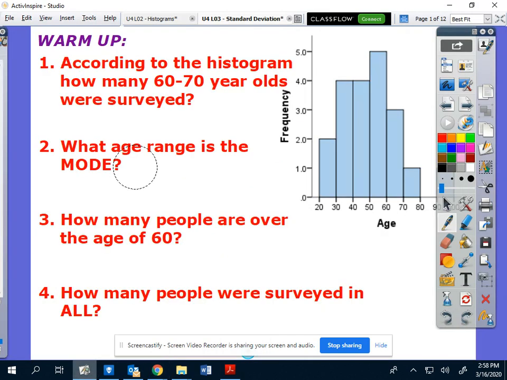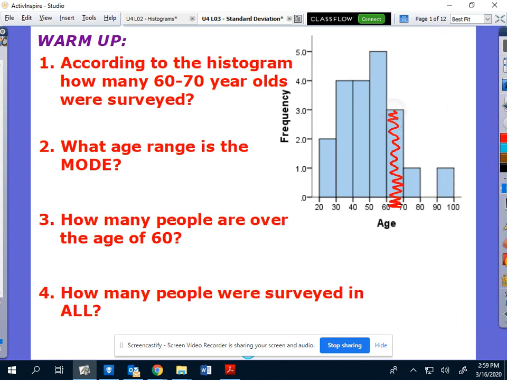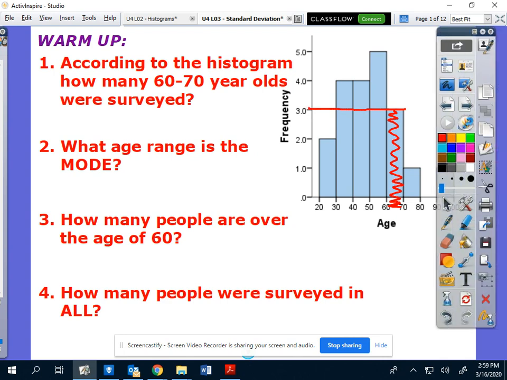So for our warm-up, what I really want to quickly do is go through what we talked about in our previous lesson about a histogram, right? So it says, according to our histogram, how many 60 to 70-year-olds are there? So 60 to 70-year-olds is right here, right? This is our 60 to 70-year-old category. So we go all the way up and we say, well, what is my frequency? That's pretty straightforward. Nothing too crazy there. So my frequency was, there we have 3 of them.